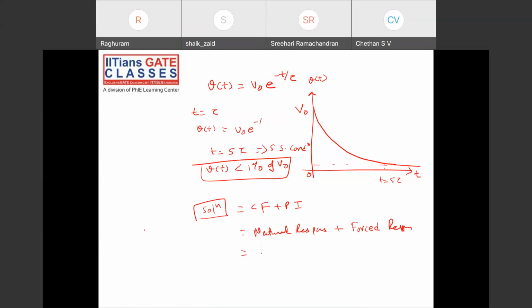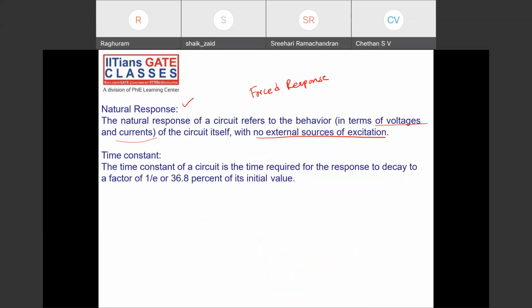Also, you'll get something called transient response and steady state response. What does a transient response mean? When t equals infinity, the transient gets to zero or dies out. At t equal to infinity, this part of the solution becomes zero, but the steady state response is the one which is independent of time. We'll see them when we look at source-free RC circuits.